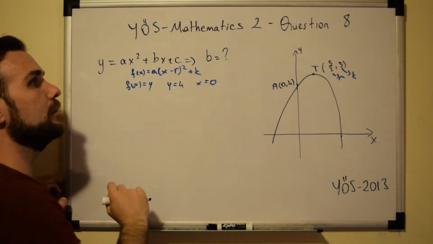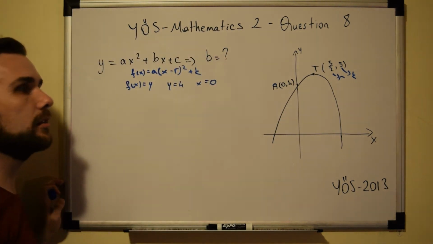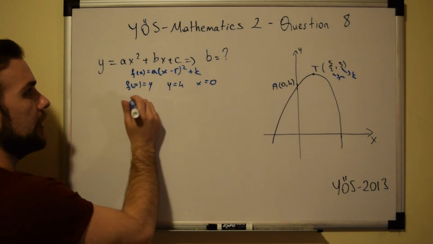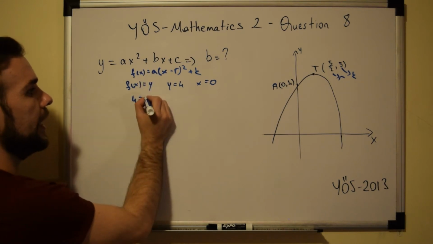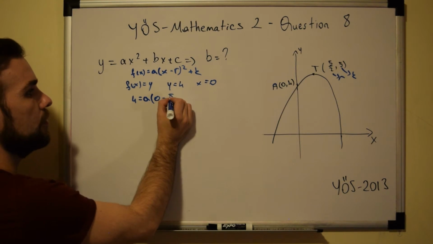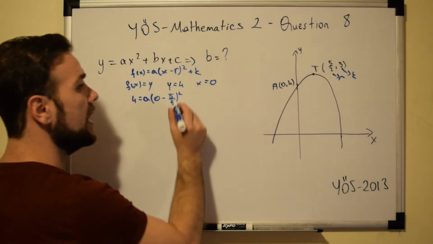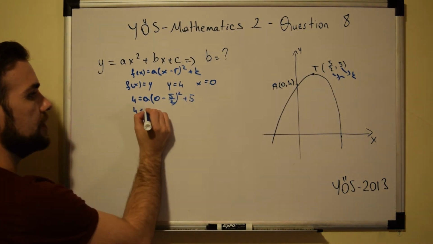By finding the value of A, we will be able to find the value of B and of course the value of C. So instead of f(x), I write y. What is the value of y? It's 4. That is equal to A, which is the unknown, times (x minus the vertex)^2 plus k. X is equal to 0 minus 5 over 2 squared, or don't forget, 5 over 2 plus 5. Now we have 4, which is equal to A.